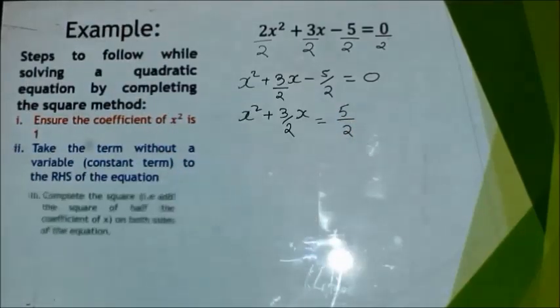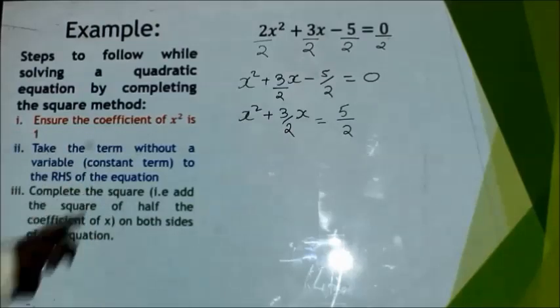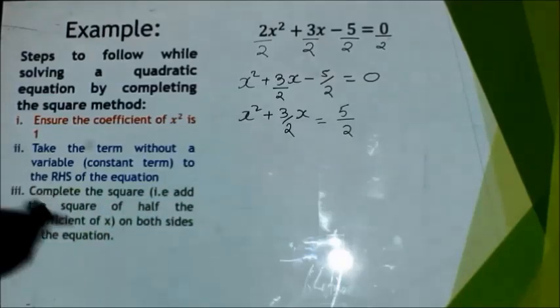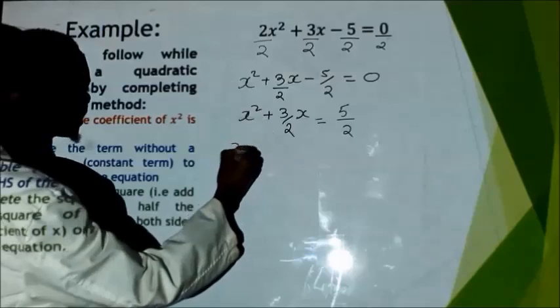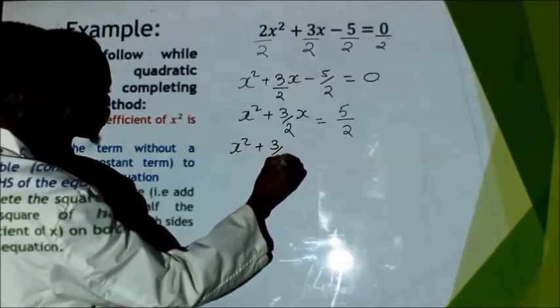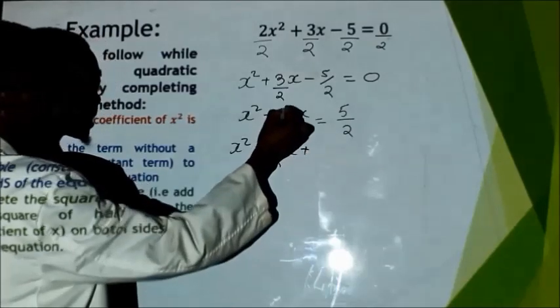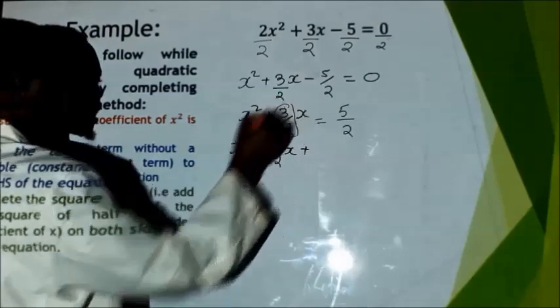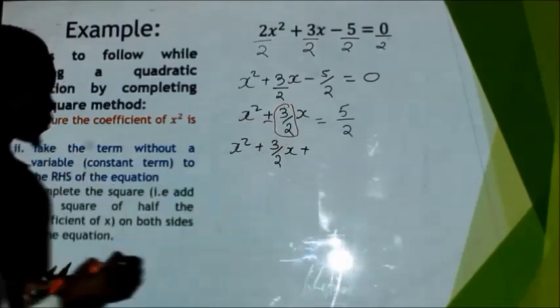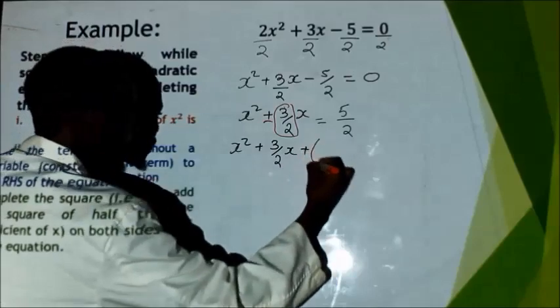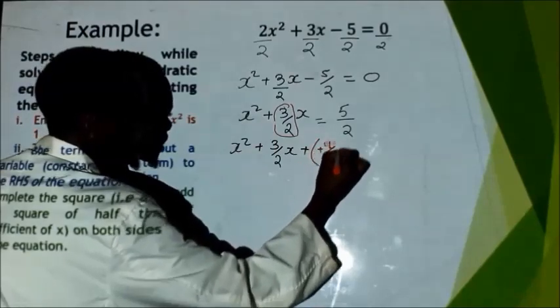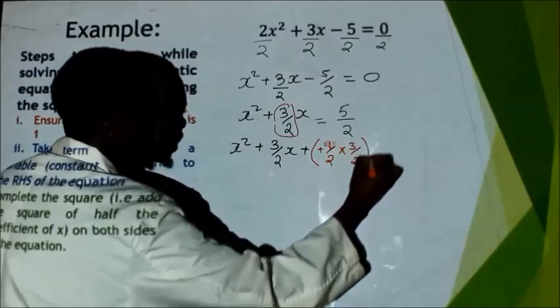The third step is to complete the square. How do you complete the square? You add the square of half the coefficient of x, the number before x. You half it, you square that number, and you add it on both sides. Check what I'm going to be doing here. So this one I write as it is, x squared plus 3 over 2 x plus this number right before x. This number here is what we call the coefficient of x. That number there is what I'm going to be taking, and it's good that you take it together with the sign. So plus, this is half of it. So it's half times 3 over 2, and this value is supposed to be squared.